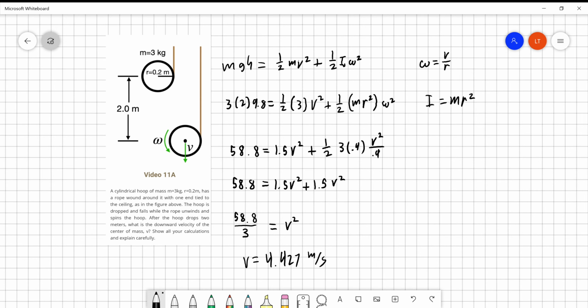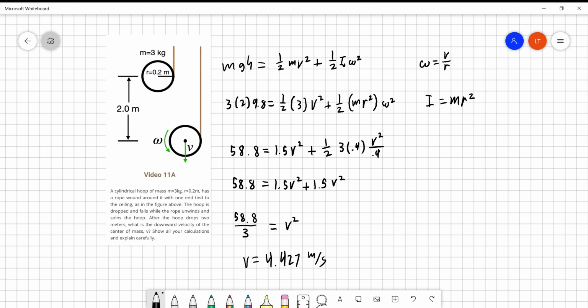So we know that relative to our position 0, 2 meters above it, the hoop has potential energy called mgh. And when it falls, it turns the potential energy into kinetic and rotational energy. So for this we can use conservation of energy. mgh is equal to 1/2 mv squared plus 1/2 Iω squared.